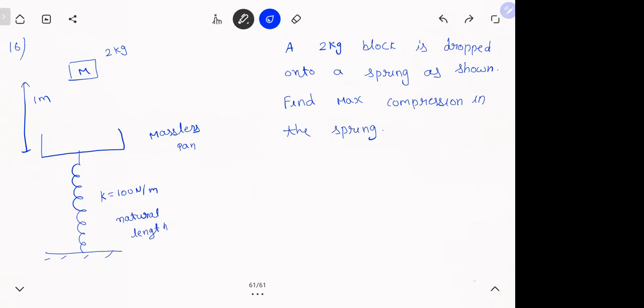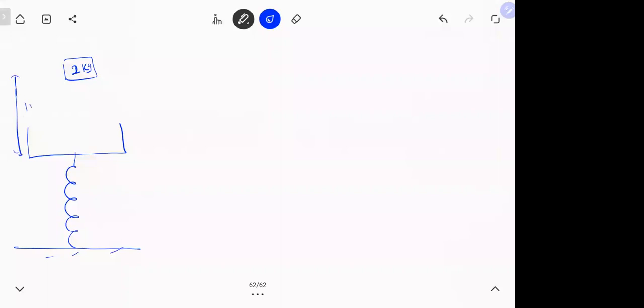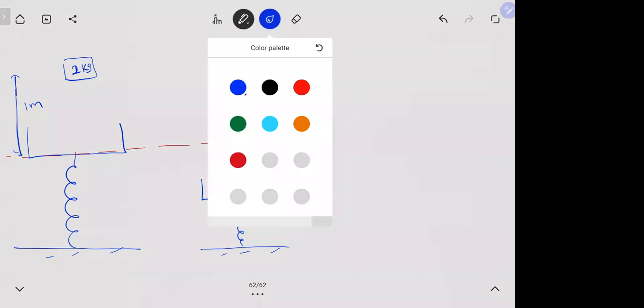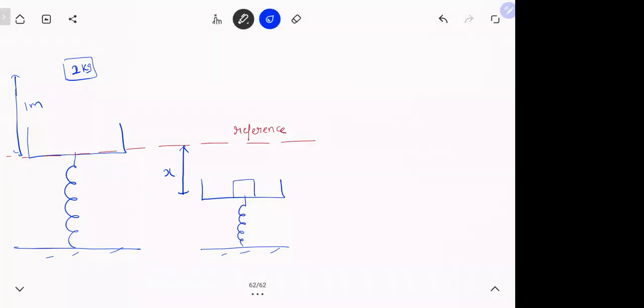Remember one thing, always try to draw a diagram, okay? It will give a better understanding of what is happening. So this was your initial status. 2 kg. This was 1 meter. So when this thing comes and hits here, now see, this is my reference line. So let's say this has gone X down. So in reality, how much did the block actually fall? Did the block fall only 1 meter? It has fallen 1 plus X, no? It has fallen more than 1 meter.